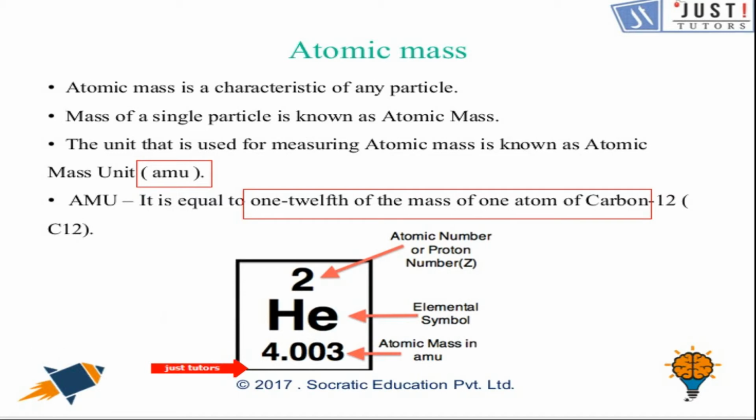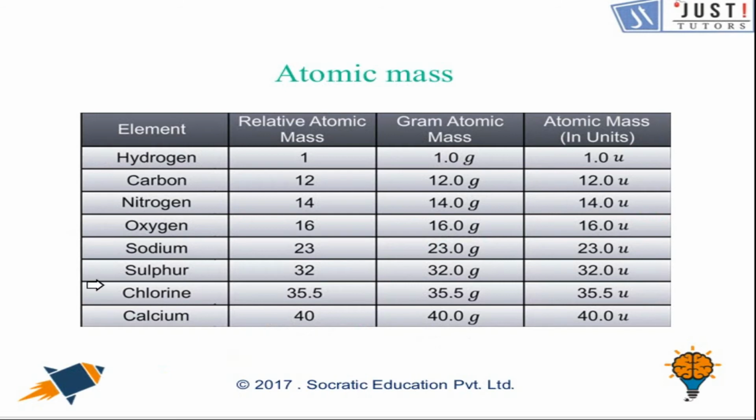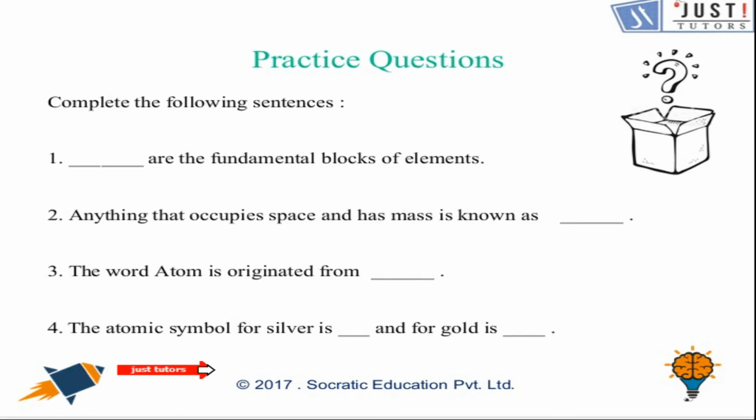Proceeding further, this slide talks about the different elements with their relative atomic masses. Most of them are whole numbers, and the next column talks about gram atomic mass, or the atomic masses in gram, and the last column talks about the atomic masses in unit. So again, I would request you to memorize as much as you can about the atomic masses of the different elements. The next slide we have is a little exercise on the topic we have covered.